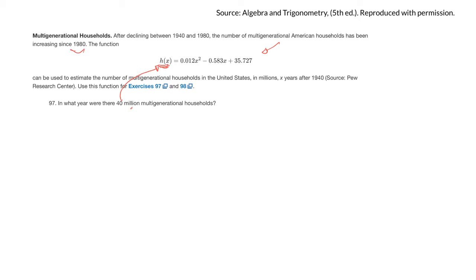So h of x, 40, is equal to 0.012x squared minus 0.583x plus 35.727. Okay, it's a quadratic, so I need to bring everything over to one side to make it equal to 0.